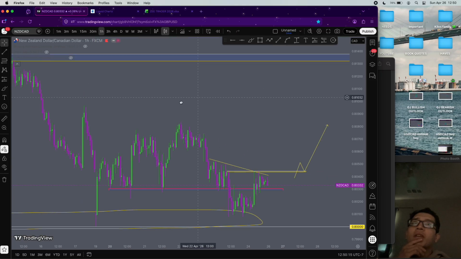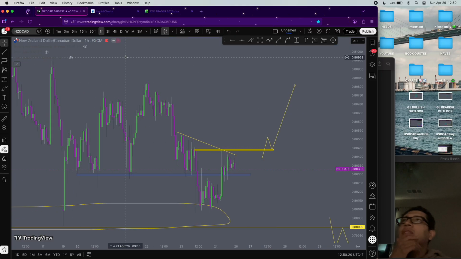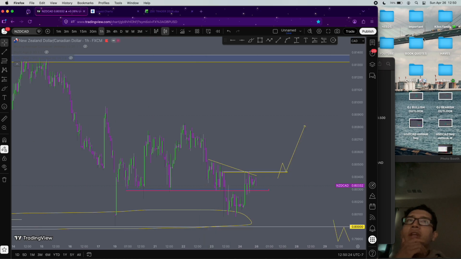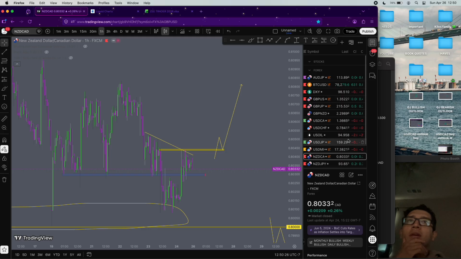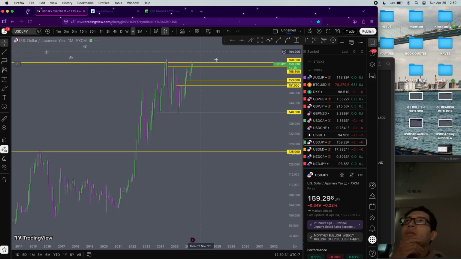Or if we actually could get this break above and the bullish engulfing candle, we should be fine. But that was technically it for NZDCAD. So now let's get into UJ. And good thing that I did all of them, else that was technically what I do before I do the full weekly markup.